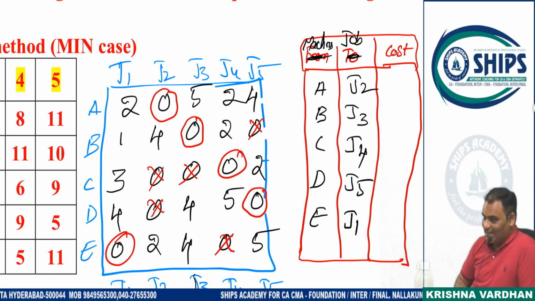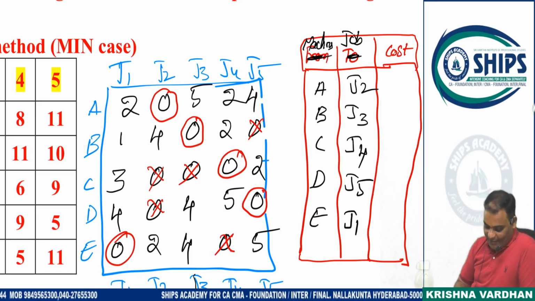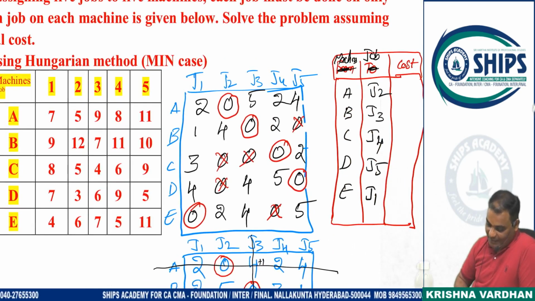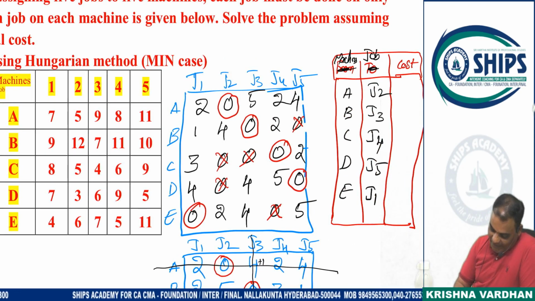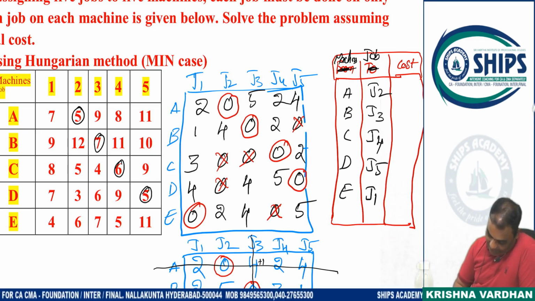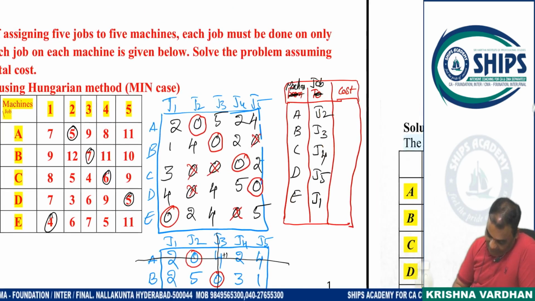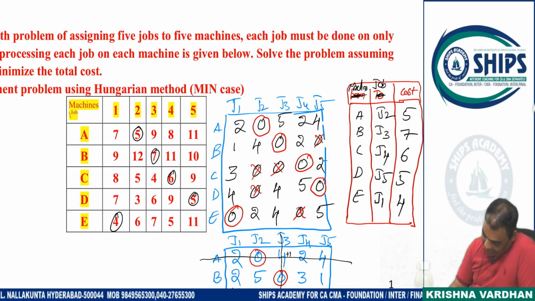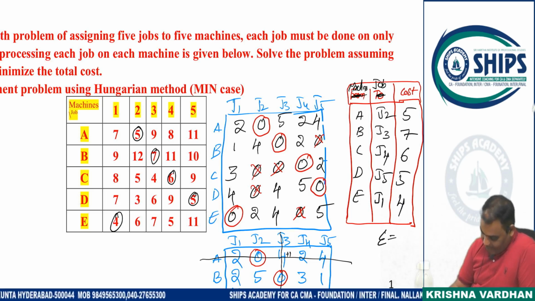How do you find the cost now? Whatever position it is, go back to the question. This is very important. Again, most of you will make mistakes. Wherever I have circled, you circle it in the question also. 7, 6. So write down the values here. 5, 7, 6, 5, 4. Summation of this.